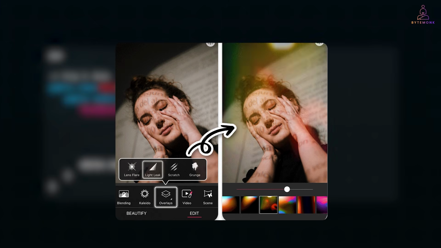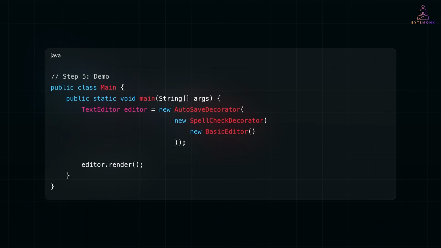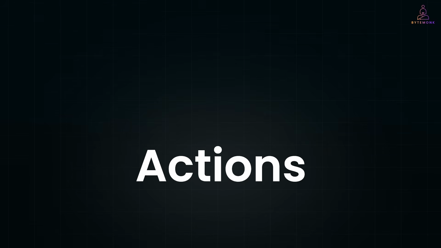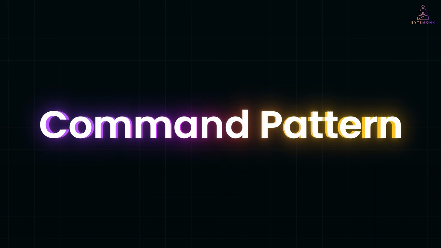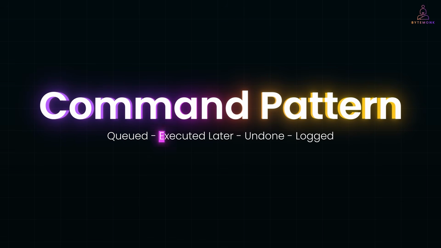So that was the decorator pattern. Great for adding new features to an object at runtime, without touching its core. But now let's talk about something different. Actions. If you ever wanted to turn an action into an object, that's exactly what the command pattern lets you do. It wraps a request, like turning on a light, submitting a form, or sending an email, into an object that can be queued, executed later, undone, or logged.